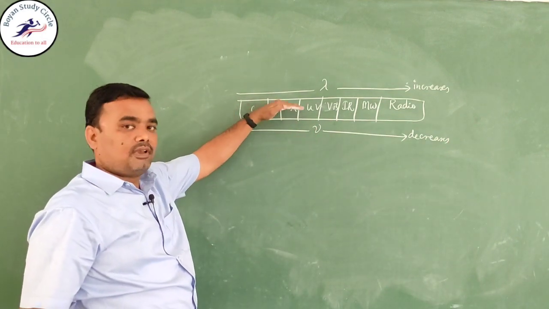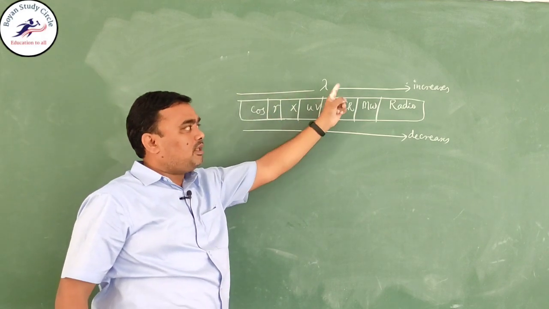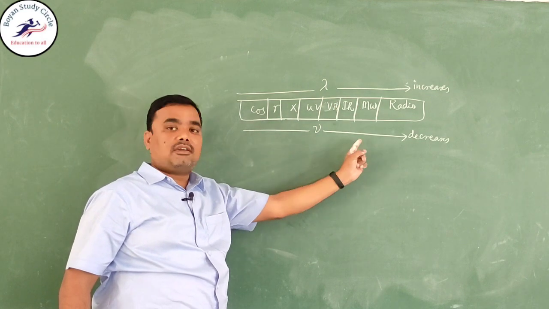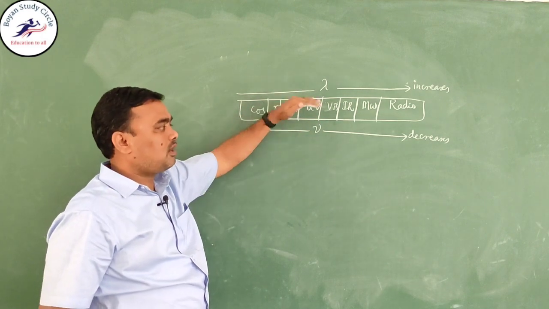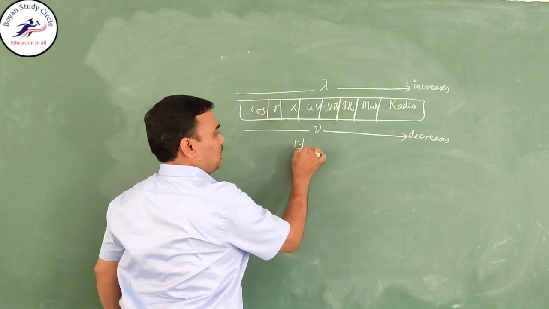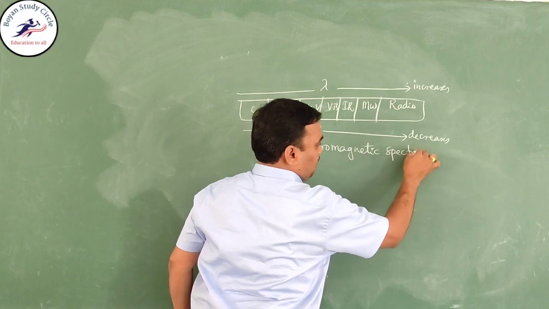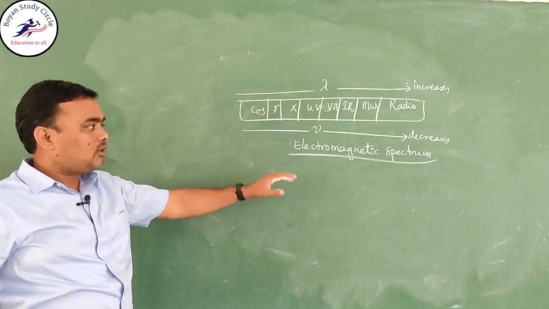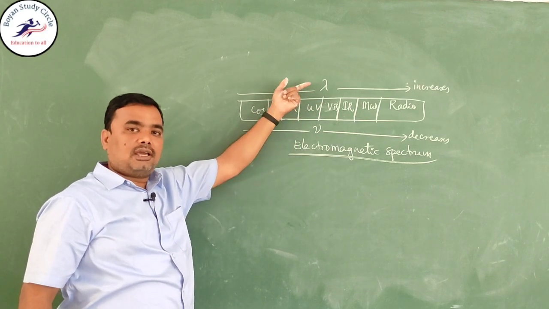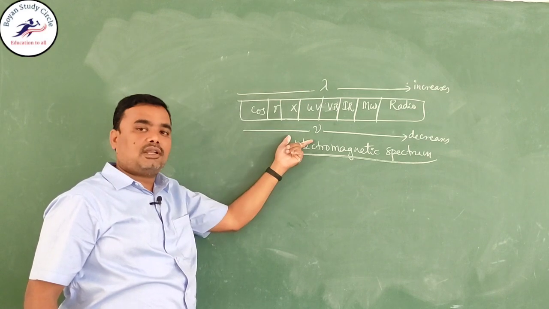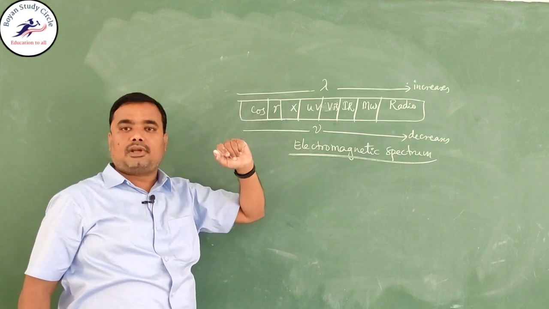When different electromagnetic radiations are arranged according to their wavelength increasing order or their frequency decreasing order, this arrangement, or the entire range of wavelengths or frequencies, is called the electromagnetic spectrum. So what is the electromagnetic spectrum? Different types of light waves, when arranged according to their wavelength or frequency, this entire arrangement is called the electromagnetic spectrum, right.